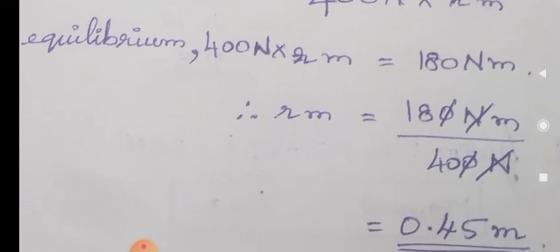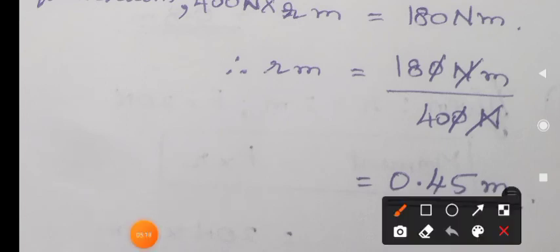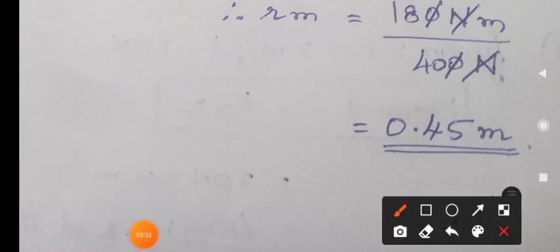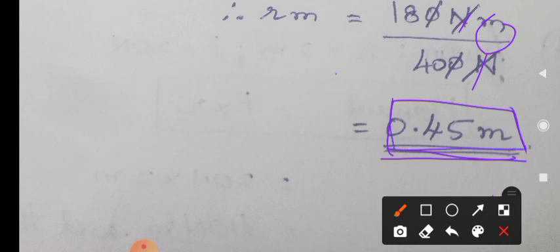So from that we want to calculate R. So R equal to 180 divided by 400. You can cancel the zeros, you can cancel the Newtons also. So when you divide 18 by 40, the answer is 0.45 meter. So see, Newton gets cancelled. So what is left out in the unit? In the unit, meter is left out. So R is equal to 0.45 meter. Did you understand this problem, children? Hope you have understood.